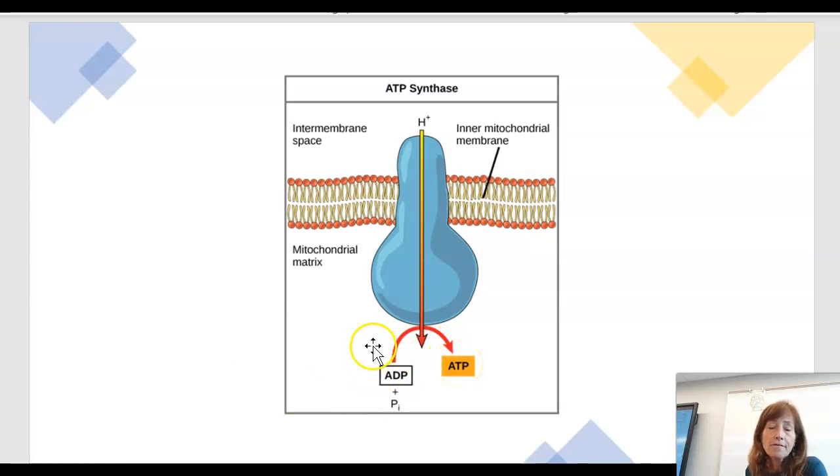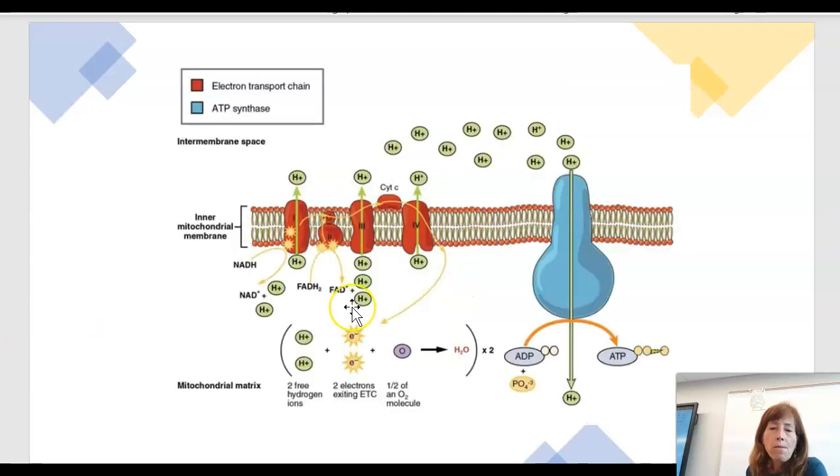So this is a very important process. We are phosphorylating ADP via this oxidative way. So this is oxidative phosphorylation. Here you can just see it again. It's a little bit more expanded view. I think this is helpful to study this diagram.